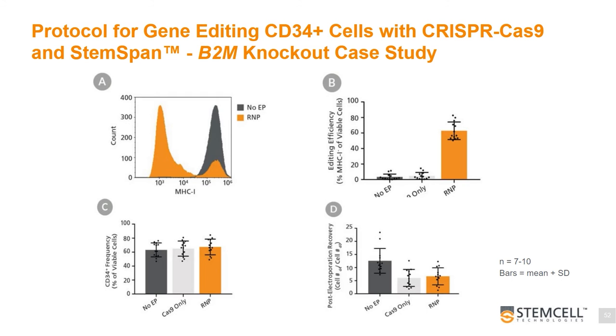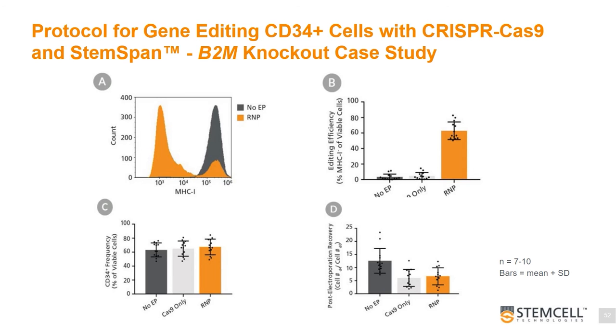So next, we targeted a second locus in CD34 cells to validate the optimized protocol. We chose to target B2M, which encodes the accessory chain of MHC class 1 molecules, using a single CRISPR RNA sequence targeting exon 1 of B2M. So CD34 cells were electroporated with RNP complexes using the Neon transfection system.